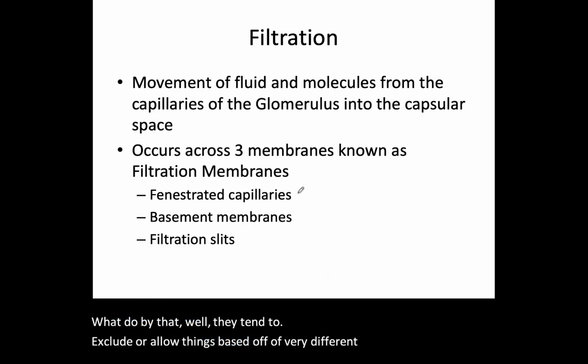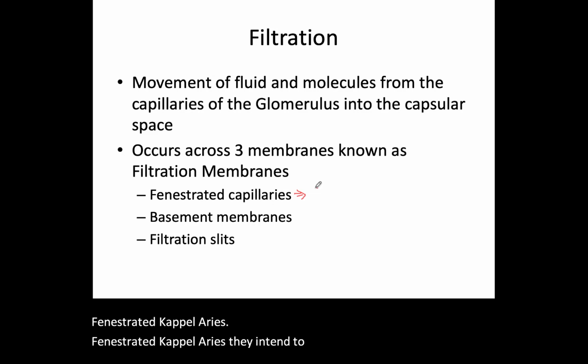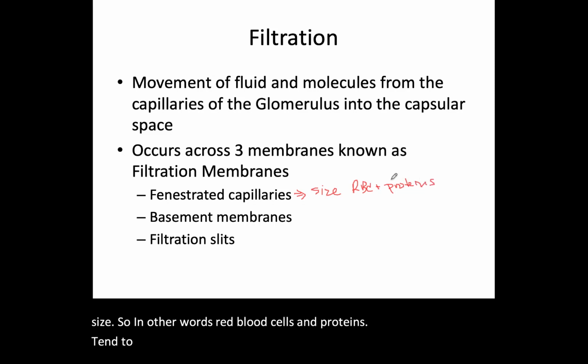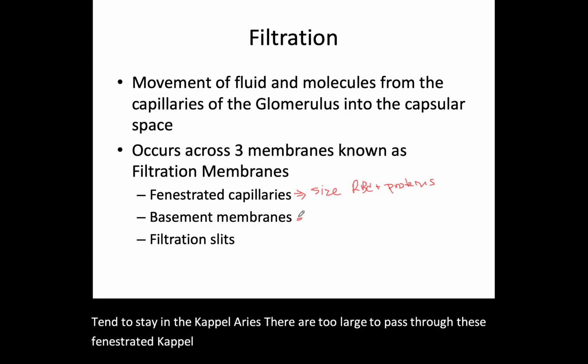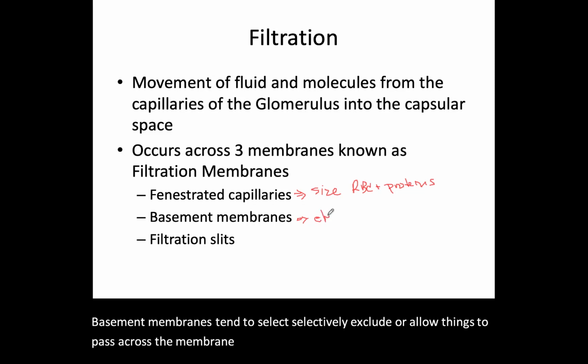All right, so fenestrated capillaries tend to exclude things based off of size. In other words, red blood cells and proteins tend to stay in the capillaries. They're too large to pass through these fenestrated capillaries. Basement membranes tend to selectively exclude or allow things to pass across the membrane based off of electrical charge.